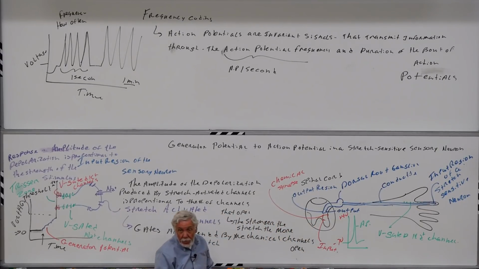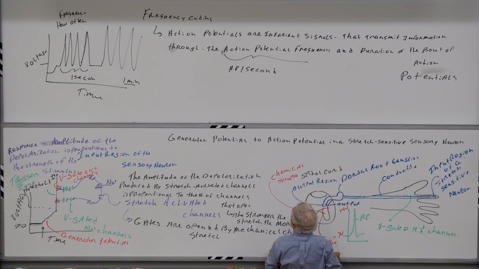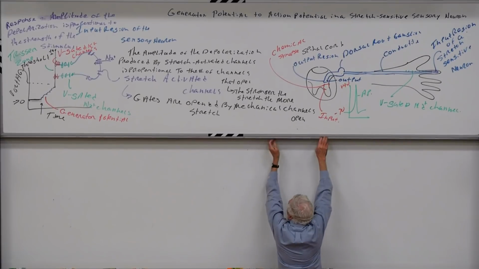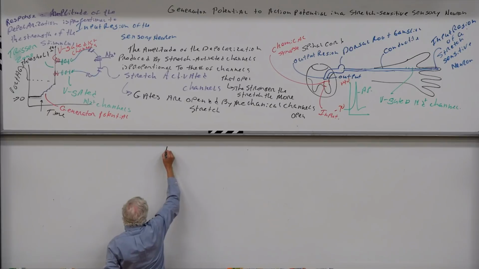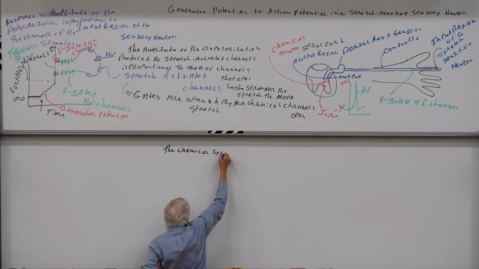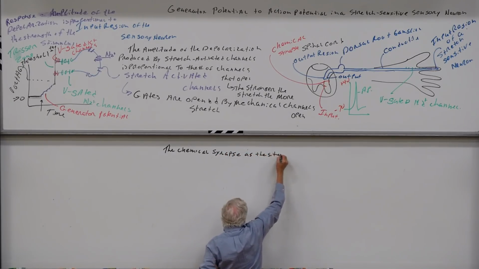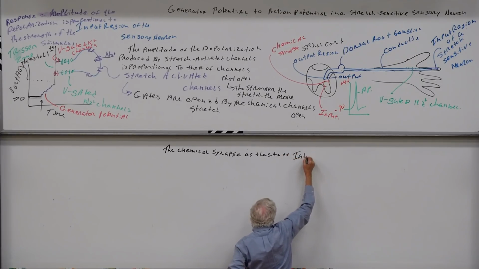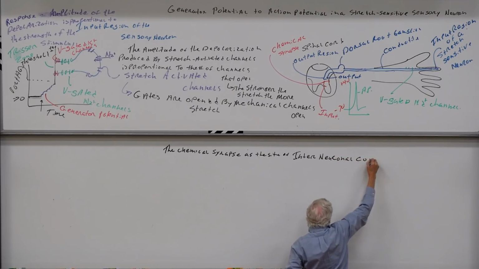That's the synapse. Now what I want to do, and we're running a little late here, is begin talking about what we mean by a chemical synapse. And I'll start this actually with a little bit of history and describe this as the chemical synapse as the site of interneuronal, meaning between, communication.